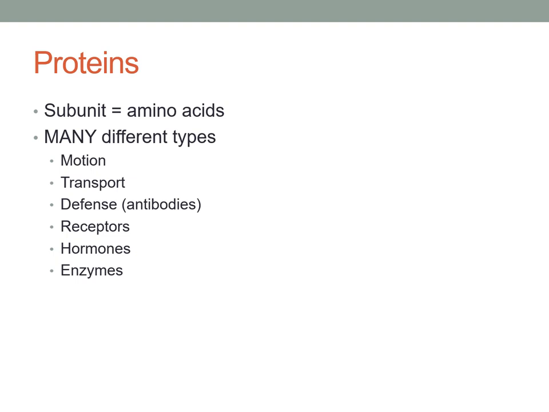Proteins, right? Their subunit is amino acids. There's lots of different types of amino acids. And proteins do so many cool things. And the thing that determines the function that a protein can perform is its what? Yes, its shape, right? So it's all dependent on the shape, and the shape is dependent on the sequence of amino acids, how they relate to each other, fold in on each other, right? And make an interesting shape.